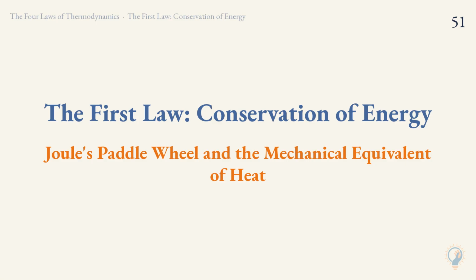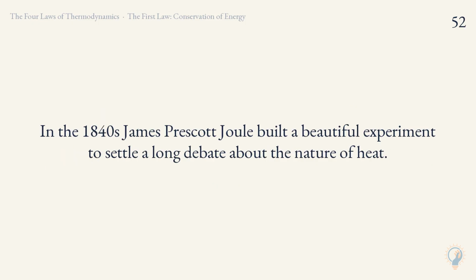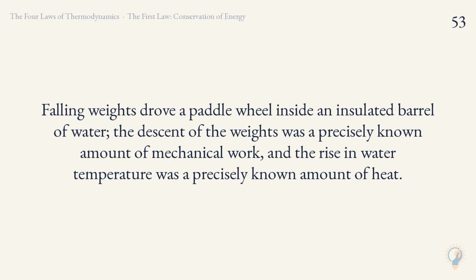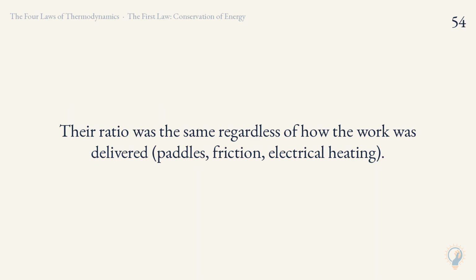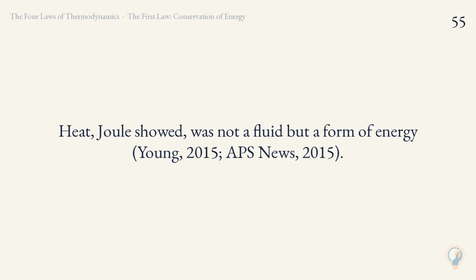Joule's paddle wheel and the mechanical equivalent of heat. In the 1840s, James Prescott Joule built a beautiful experiment to settle a long debate about the nature of heat. Falling weights drove a paddle wheel inside an insulated barrel of water. The descent of the weights was a precisely known amount of mechanical work, and the rise in water temperature was a precisely known amount of heat. Their ratio was the same regardless of how the work was delivered: paddles, friction, electrical heating. Heat, Joule showed, was not a fluid but a form of energy.